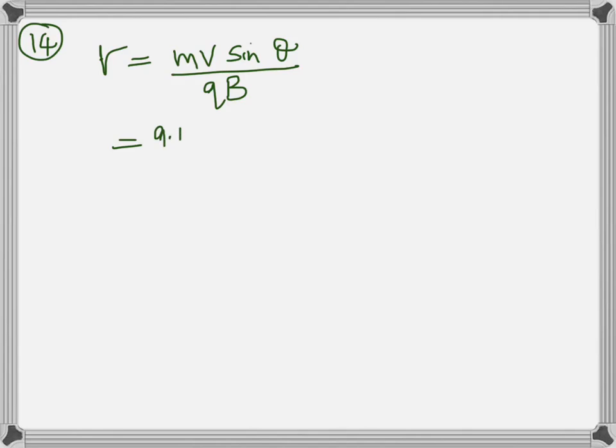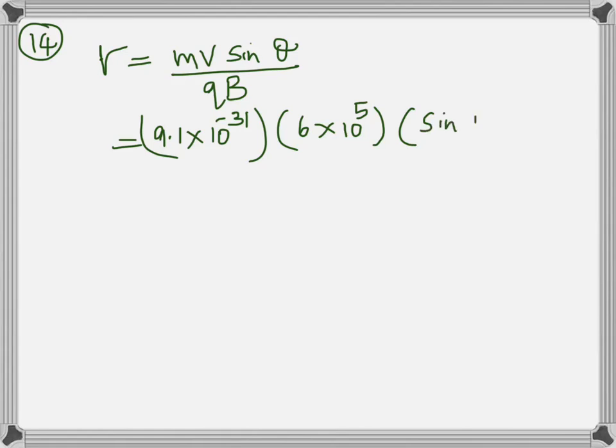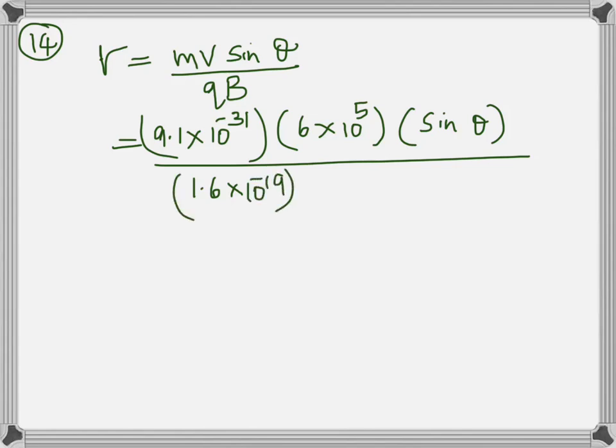Because it's entering at an angle, the radius is not mv by qB, but mv sine theta by qB. And you have to find the theta, the angle. So just make sine theta the subject. So theta is 57.6 degrees.